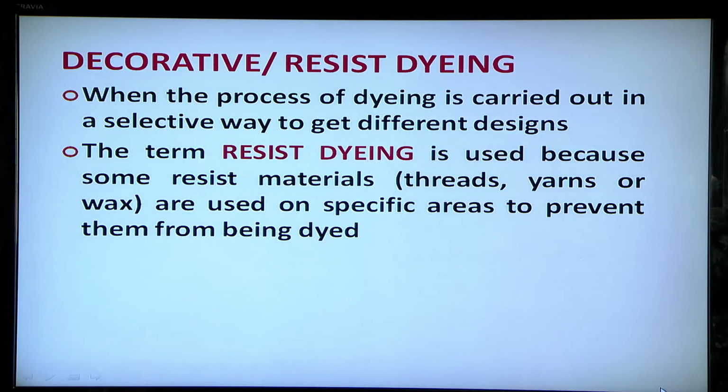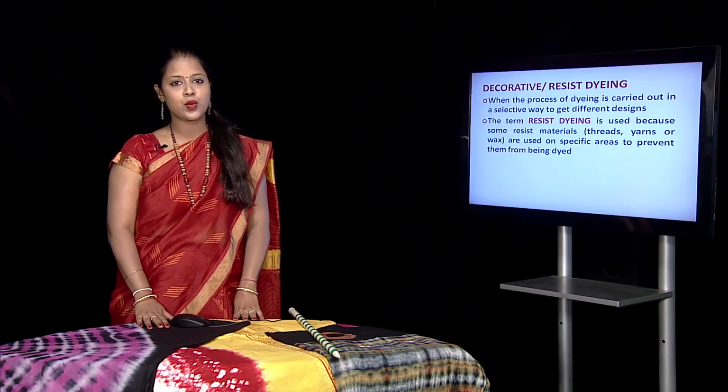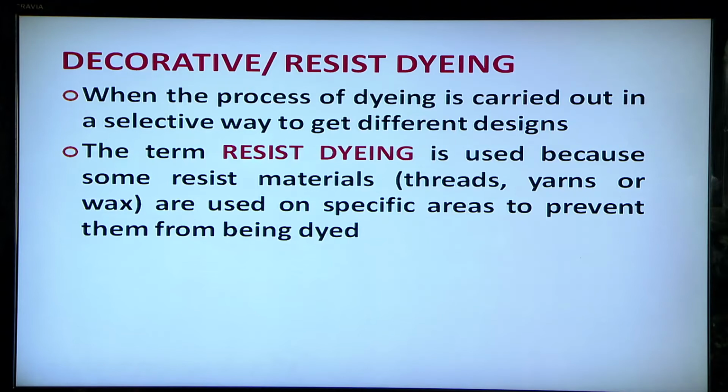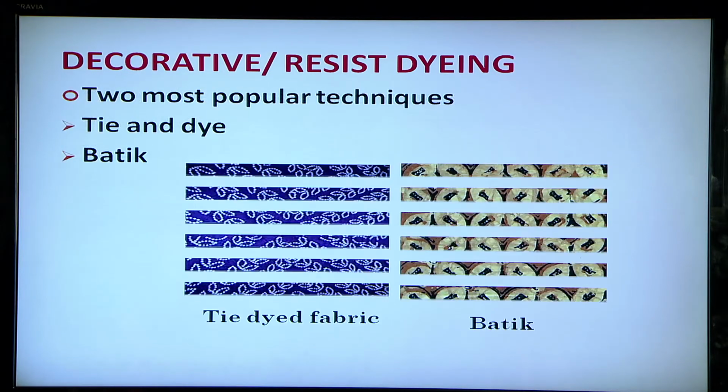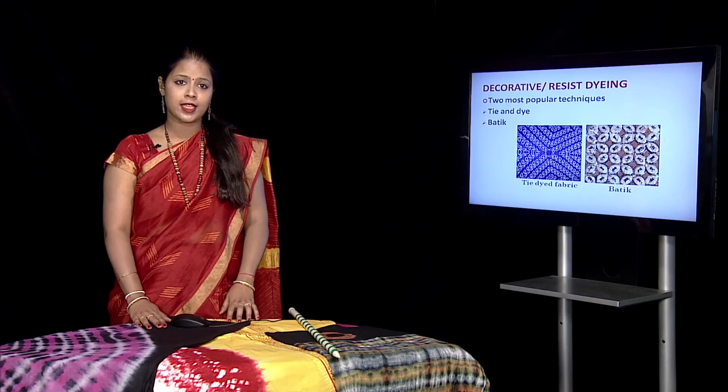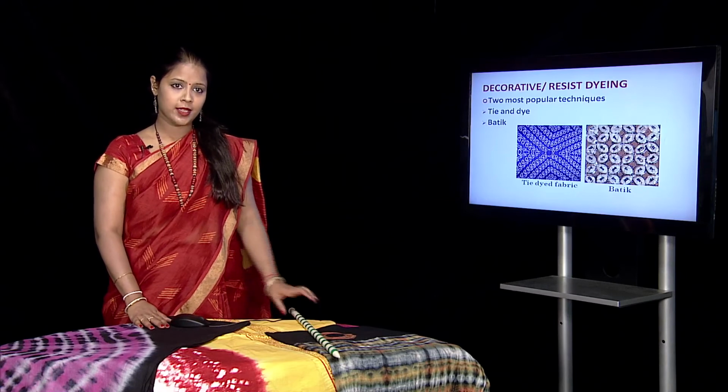Apart from simple dyeing, there is another technique of dyeing which is also called decorative or resist dyeing. When the process of dyeing is carried out in a selective way to get different designs, it is called resist dyeing. The term resist dyeing is used because some resist materials like threads, yarns or wax are used on specific areas to prevent them from being dyed. The two most popular techniques of resist dyeing are tie and dye and batik.